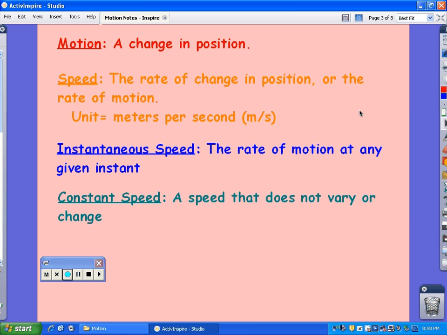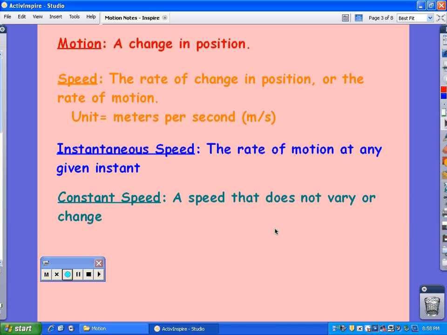Speed, a little bit different than velocity. We're going to talk about that in a minute. But basically, the rate of change in position or the rate of motion, what does that really mean? It just means how often are you changing position. So if you look at the unit, it's position, right, distance, over time. So the rate means time. So meters are your position. So if you look at it that way.